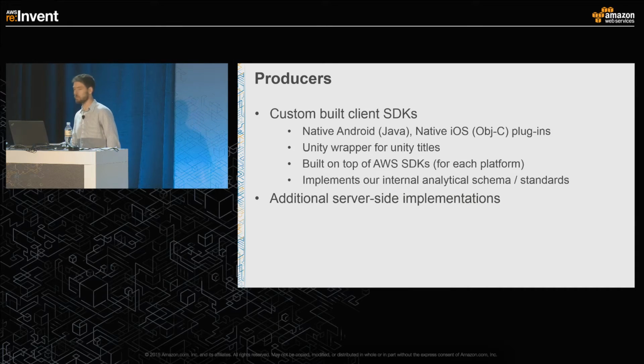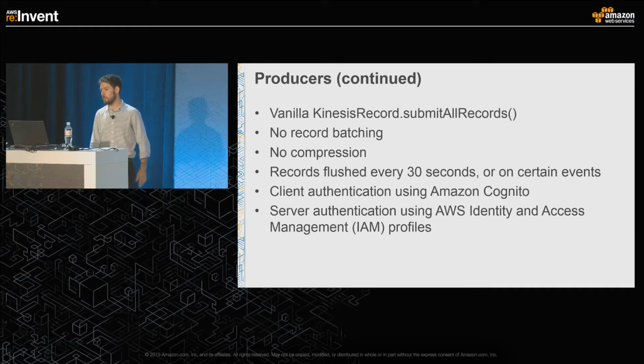And then we also have additional server-side implementations like I discussed before. We don't do any record batching or any compression, which might seem like not a smart thing to do, but it turns out the cost difference is minimal enough that we don't care, and it makes working with some of these downstream applications a little bit easier. We flush records every 30 seconds or upon certain important events. We do our client authentication using Cognito, and we have IAM roles for our server authentication.